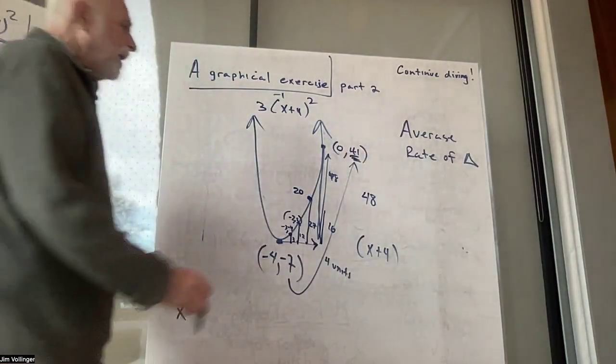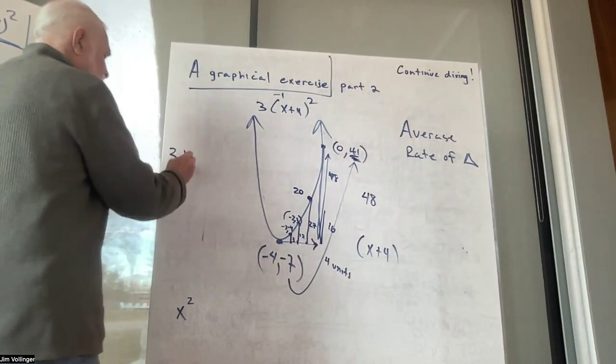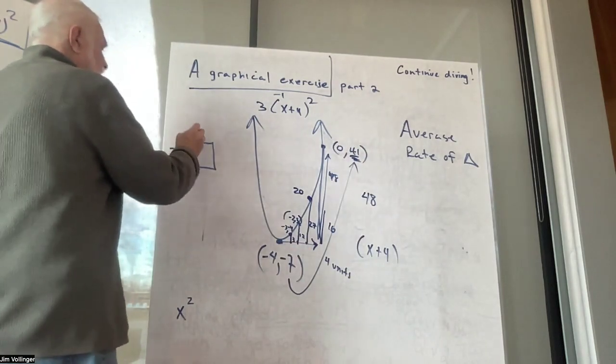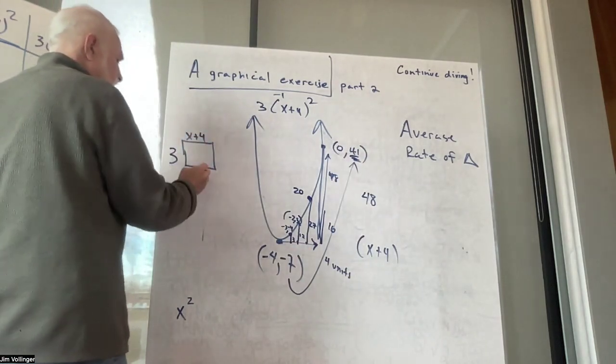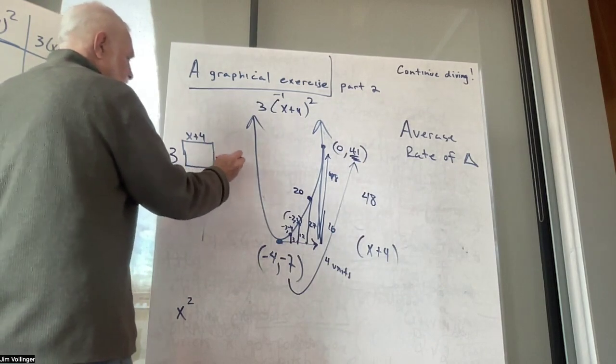Okay, so really what I have is 3 times x plus 4 times x plus 4 minus 7.